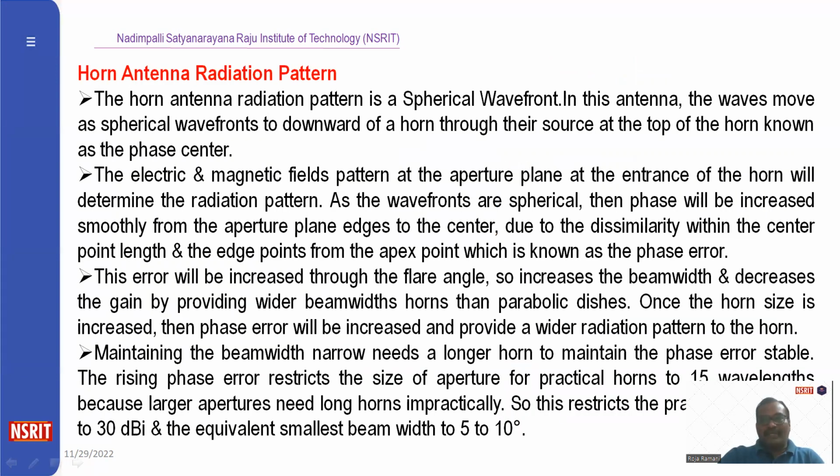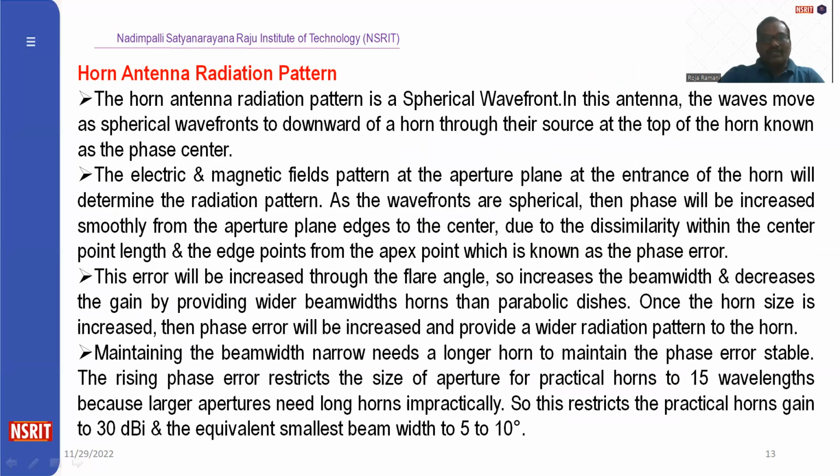Next, we will see the radiation pattern of the horn antenna. The horn antenna radiation pattern is a spherical waveform. That means it converts the plane waveform into the spherical waveform. The waves move as spherical waveforms downward of the horn from their source at the top of the horn, known as the phase center. The electric and magnetic field pattern at the aperture plane at the entrance of the horn will determine the radiation pattern. As the waveforms are spherical, the phase will increase smoothly from the aperture plane edges to the center.